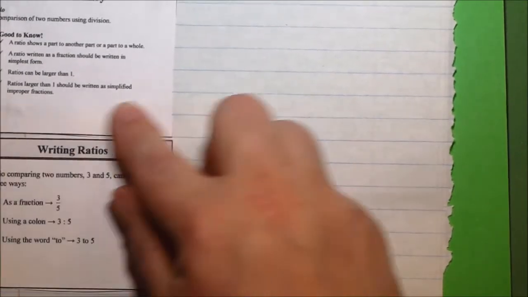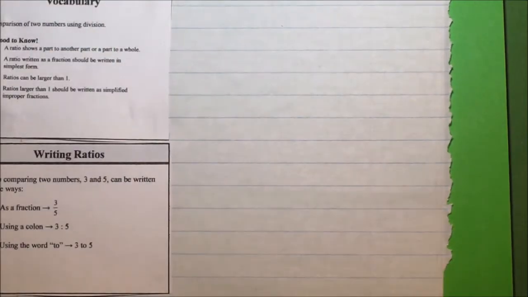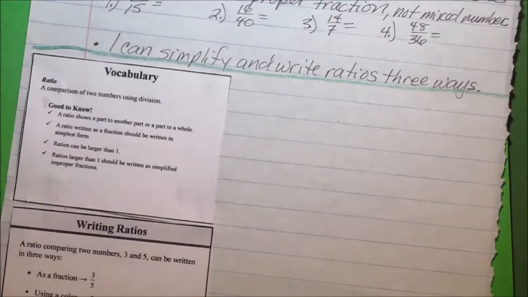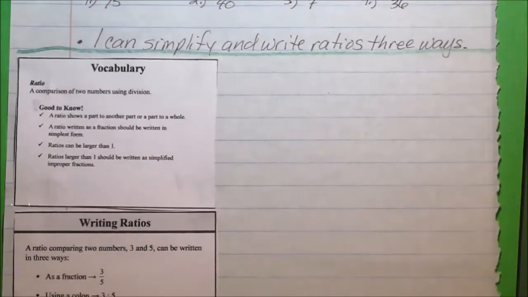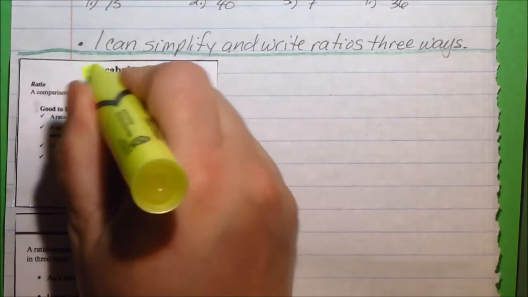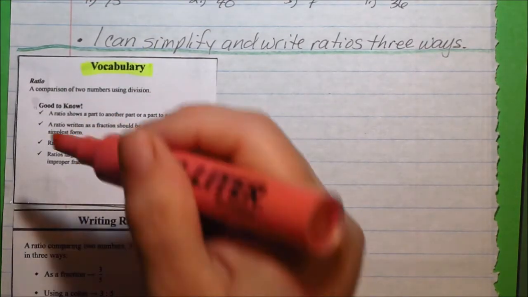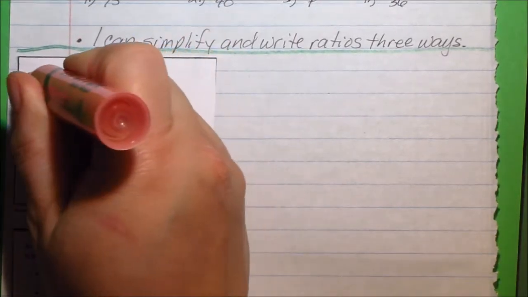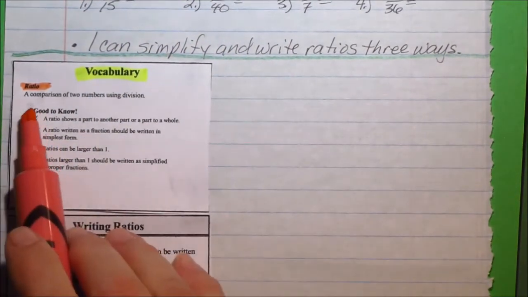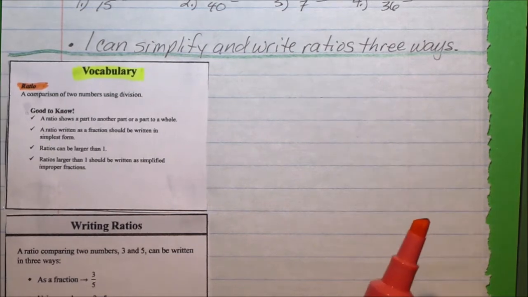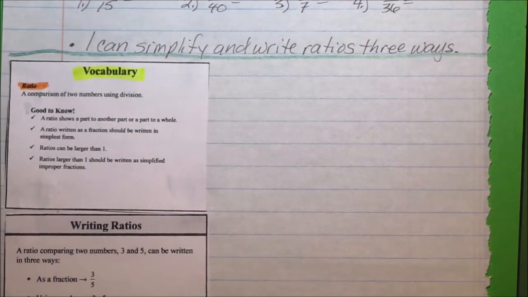Okay, so both my little note slips are glued down, and I'll get my highlighters out, and we'll talk first about the vocabulary. The vocabulary we'll be talking about is ratio. So what is a ratio? A ratio is a comparison of two numbers using division. That sounds a lot like a fraction, I know, but it's a comparison, not necessarily actual division. You'll see what I mean in a little bit.